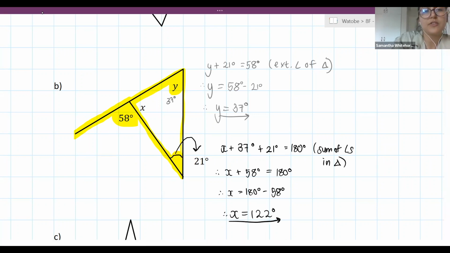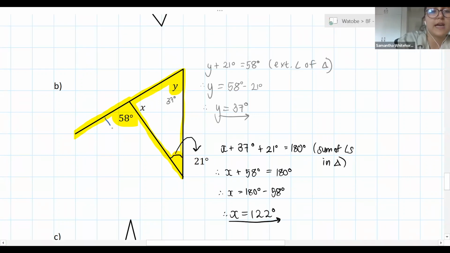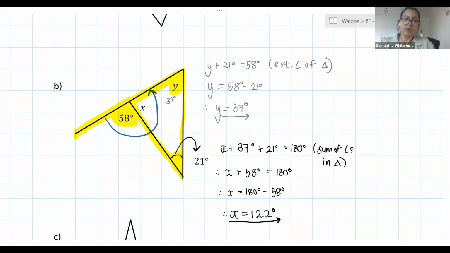Another way that you could have found x is you could have used angles on a straight line with 58 and x. But again, you've got the answer. And so here we've looked at sum of angles in a triangle, exterior angle of a triangle. You could have used angles on a straight line. And so we've got an x and y. Alrighty, guys, but that is essentially all of your geometry reasons that you need to know.